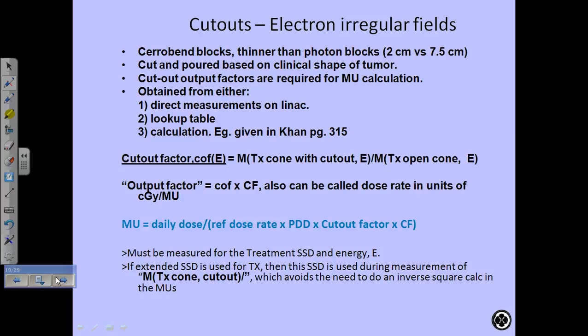Irregular fields. So I talked about cutting and pouring. Obtained from either direct measurements. We've talked about that. There's a little bit of redundancy in this talk. Cutout factor. Talked about that. Output factor. MU must be measured at the treatment SSD. That we've talked about.